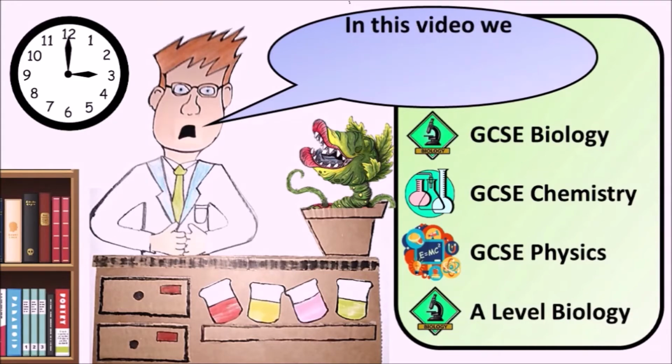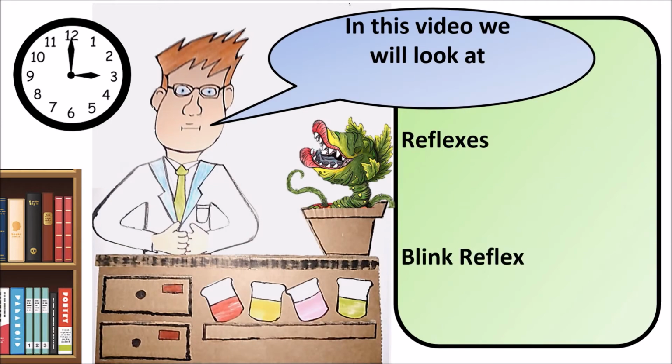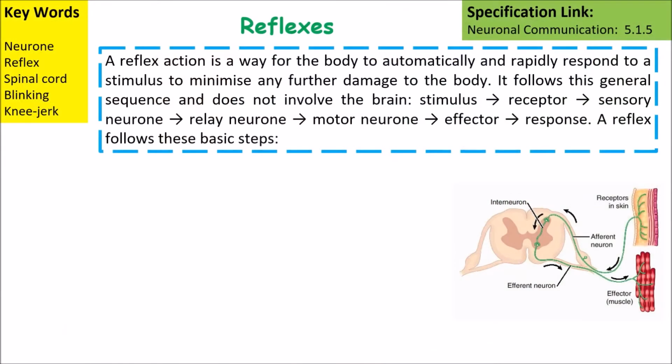In this video, we will look at reflexes, the blink reflex and the knee-jerk reflex. So a reflex action is a way that the body automatically and rapidly responds to a stimulus to minimize any further damage to the body.